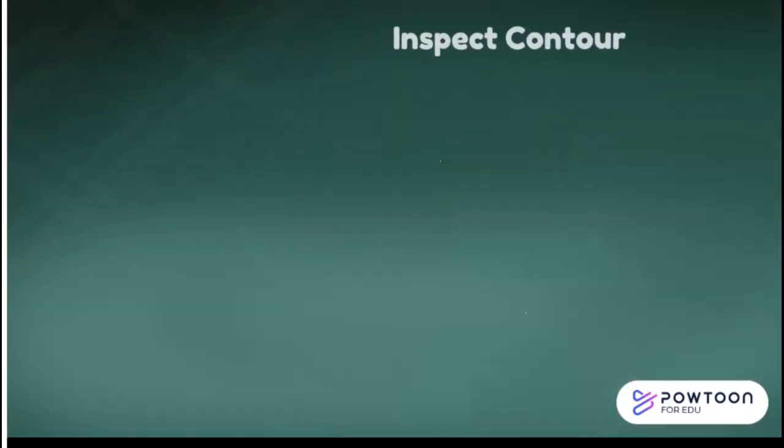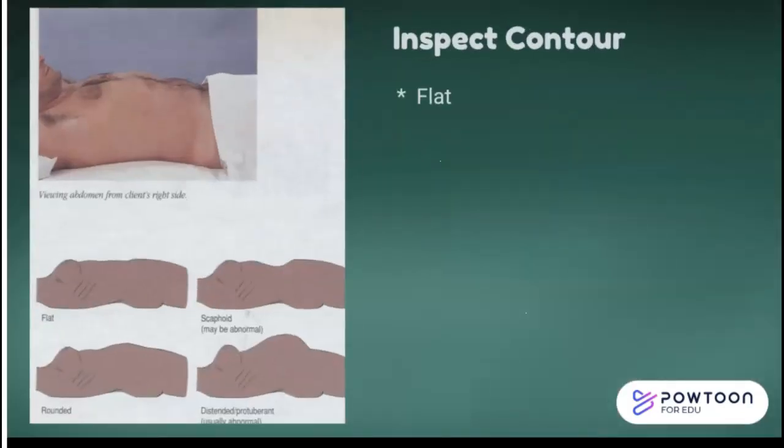Now you will assess for the contour. The contour is the basic shape of the abdomen. Is it flat or round? Scaphoid is where it's sunk in, or protuberant, or distended, protuberant is when it sticks out quite a bit.